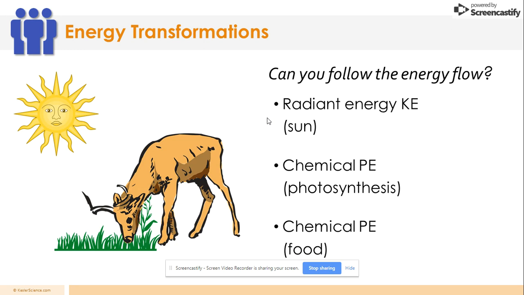Here we see radiant energy from the sun being converted into chemical energy through the process of photosynthesis in plants. And then the plants convert it to a different kind of chemical energy, which the deer eats as food.